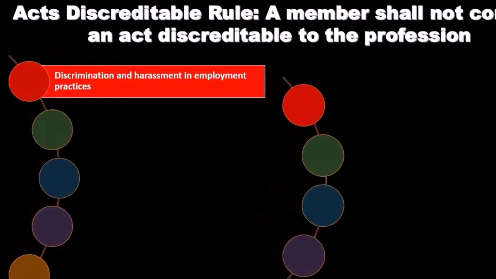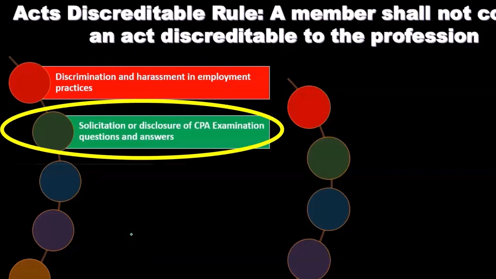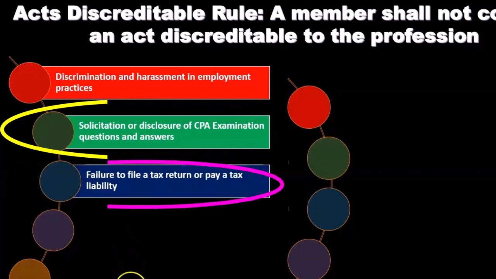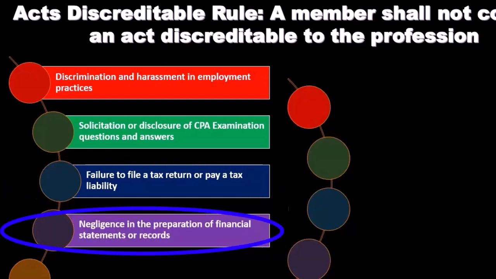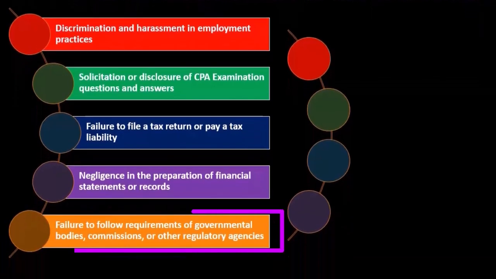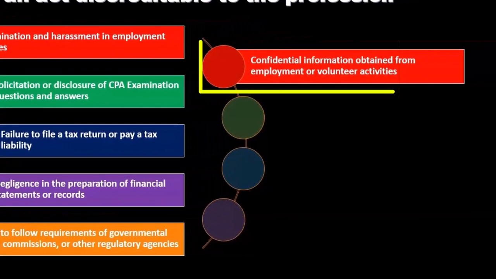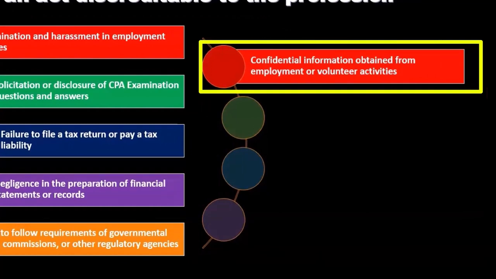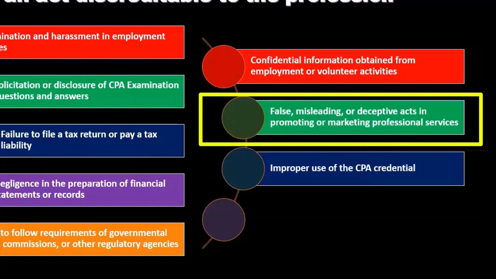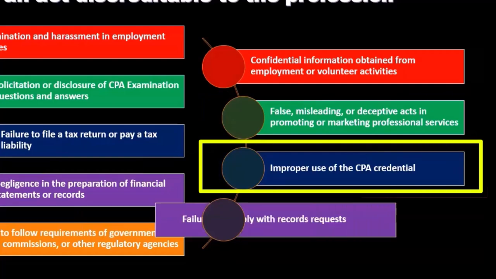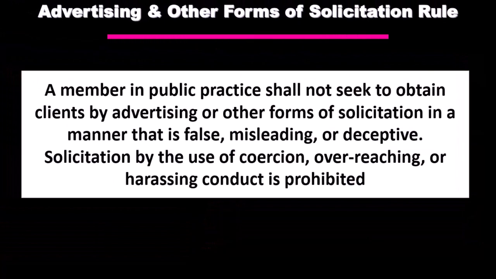Acts discreditable could include discrimination and harassment in employment practices, solicitation or disclosure of CPA examination questions and answers, failure to file a tax return or pay tax liability, negligence in the preparation of financial statements or records, failure to follow requirements of governmental bodies, commissions, or other regulatory agencies, confidential information obtained from employment or volunteer activities, false, misleading, or deceptive acts in promoting or marketing professional services, improper use of the CPA credential, and failure to comply with records requested.